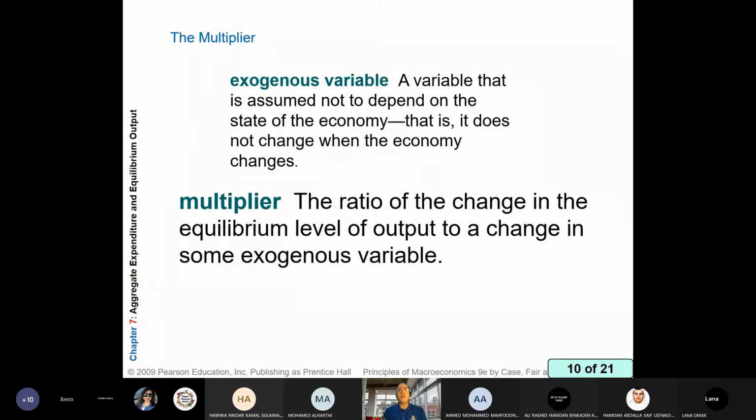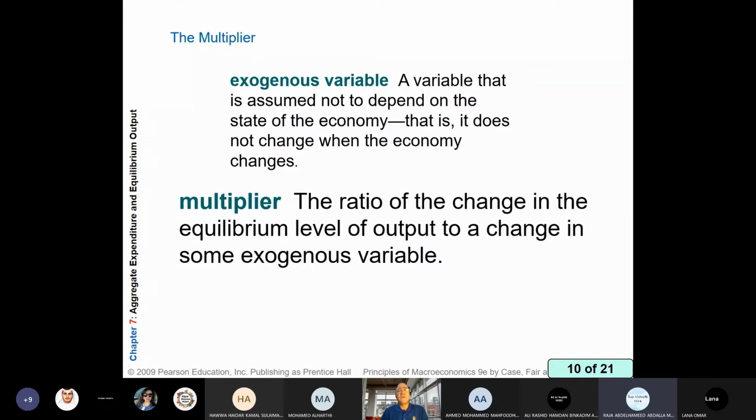So, Raja, can you read this? Okay, Doctor. Read this, please. Exogenous variable, a variable that is assumed not to depend on the state of the economy. That is, it does not change when the economy changes.